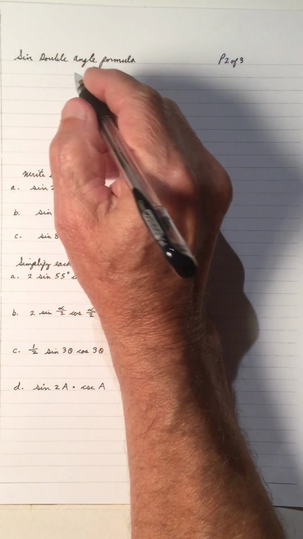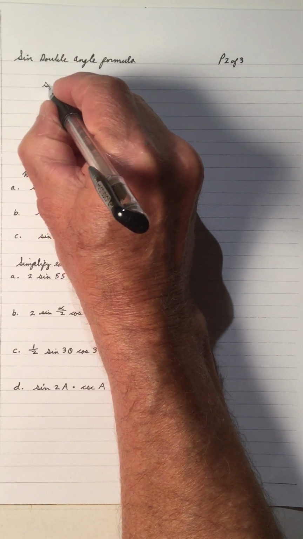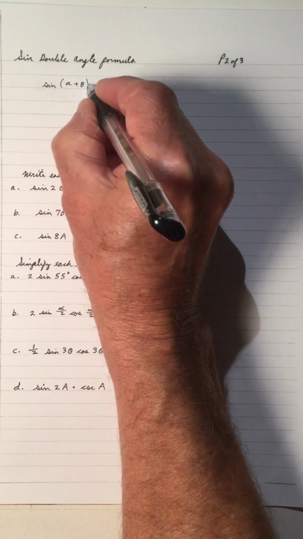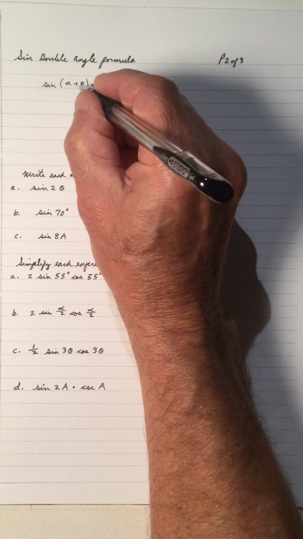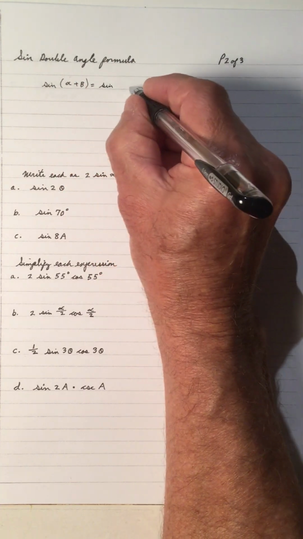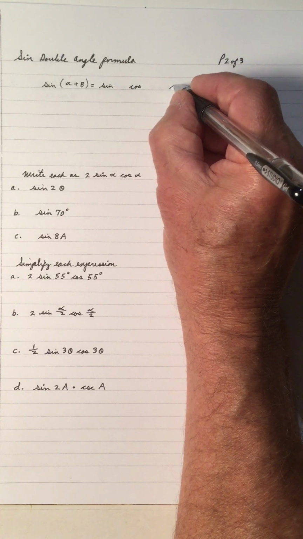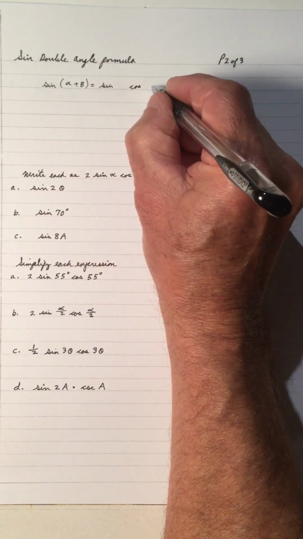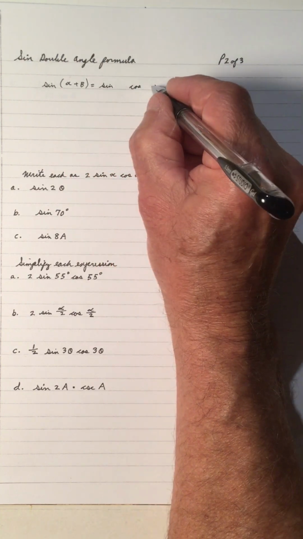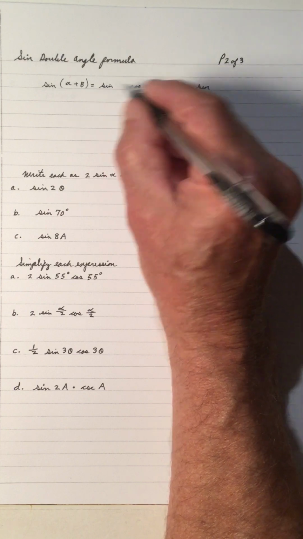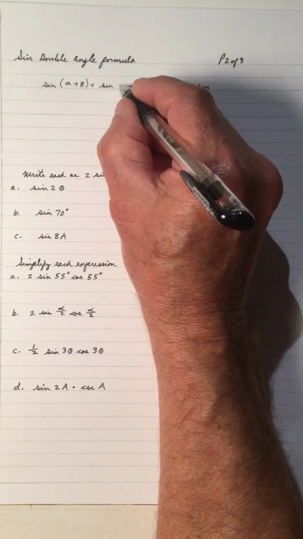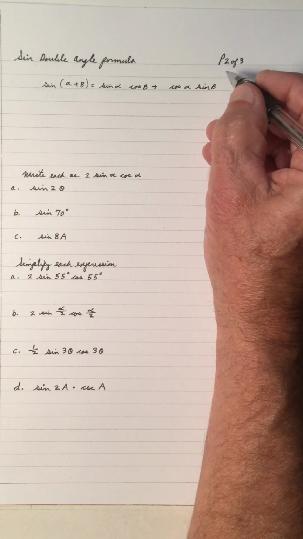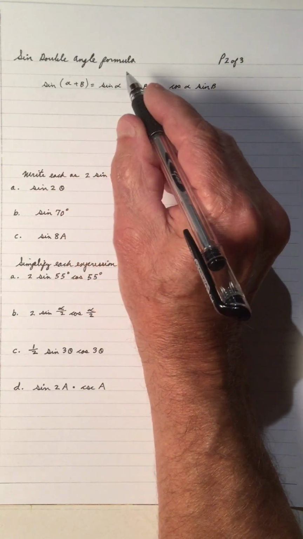The sine double angle formula comes out of the addition formula for sine of alpha plus beta. Sine of alpha plus beta is sine alpha cos beta plus cos alpha sine beta. The sine and cos are switched around, that's how I remember. If these are switched, then the sine is not. That's the addition formula for sine when you're adding the two angles.